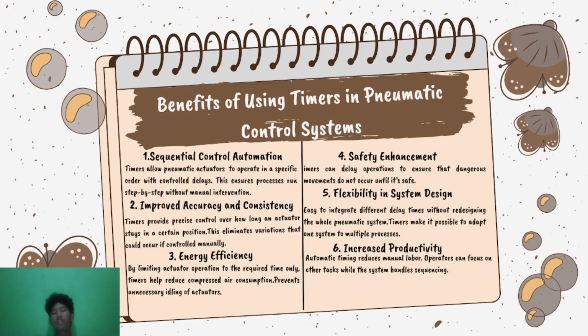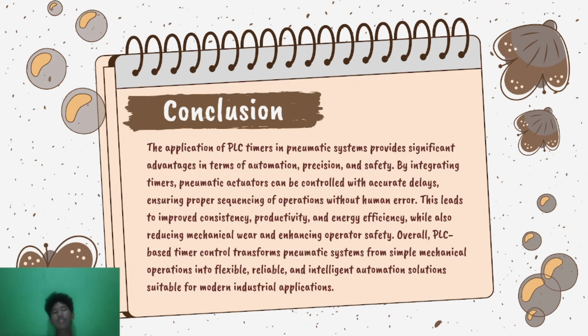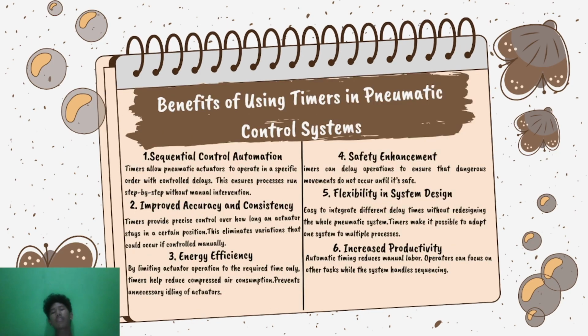Number 6, increased productivity. Automatic timing reduces manual labor. Operators can focus on other tasks while the system handles sequencing. Okay, those are the benefits of using timers in pneumatic control systems.